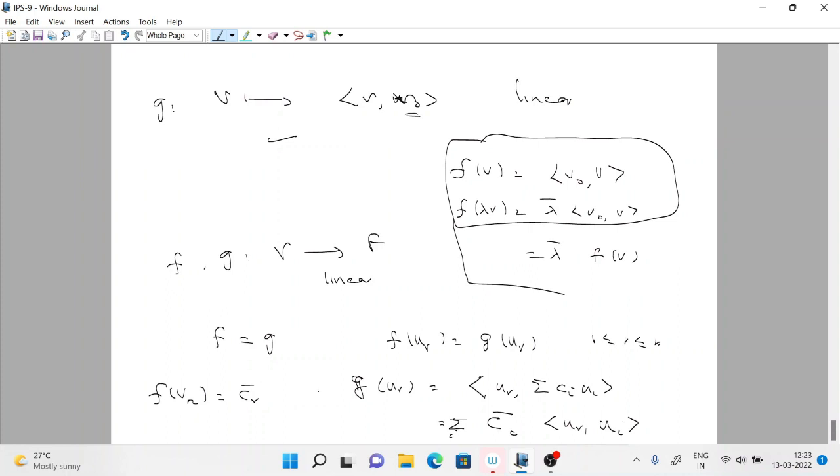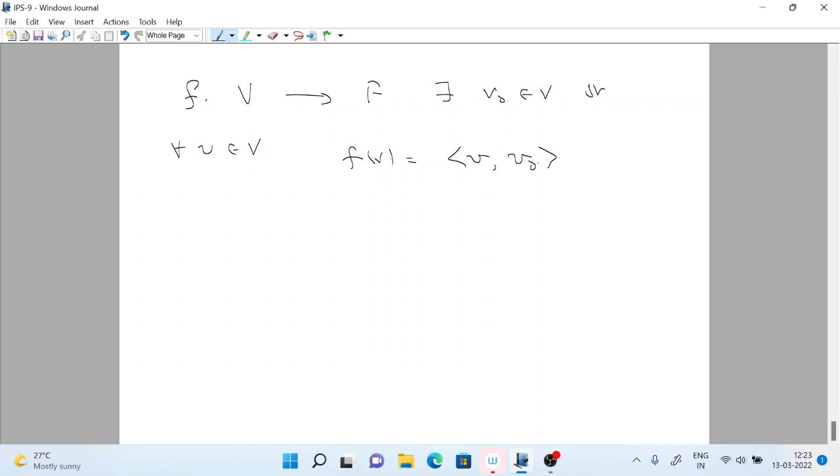Are you convinced? Okay. So what have we shown? We have shown that if F is a linear map from V to F, there exists a V0 in V so that for all vectors V in V, F of V is an inner product. What should come in the first variable? Not V0. V0 should come in the second variable. Why? Because in the complex conjugate case, linearity is assured only in the first variable. Keep that in mind.